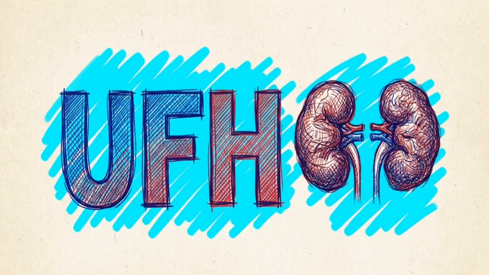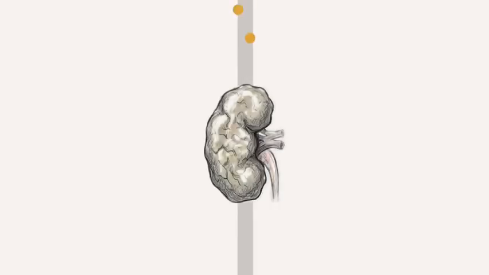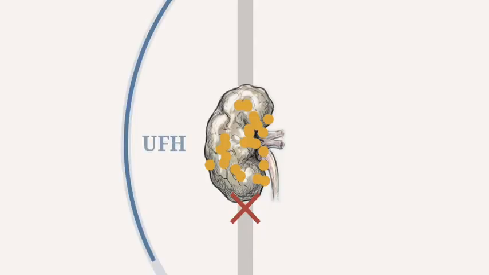The mnemonic UFH equals urine failure serves as a quick reference. When the kidneys are failing, unfractionated heparin is the mandatory choice. The reasoning is purely physiological. Most drugs are cleared by the kidneys, and if the kidneys fail, those drugs accumulate to dangerous levels. UFH bypasses that clearance problem entirely.